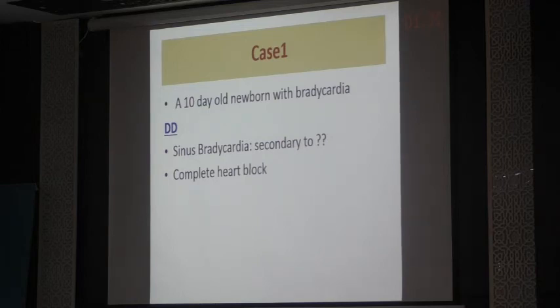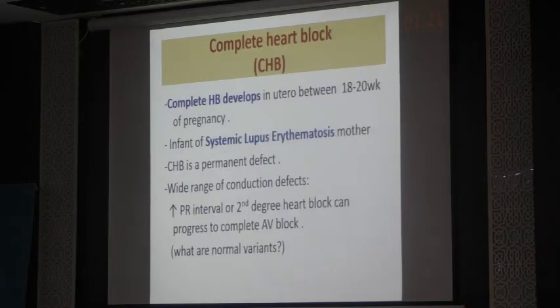We want to know. If it is sinus, it must be secondary to something. We don't know it is secondary; there's nothing apparent. We have to think of a complete heart block, which develops in utero between 18 and 20 weeks of pregnancy. It's common in infants of mothers with systemic lupus erythematosus, and sometimes the mother is not diagnosed. Some mothers are diagnosed with lupus after they give birth to a baby with complete heart block. They have anti-Ro and anti-La antibodies.